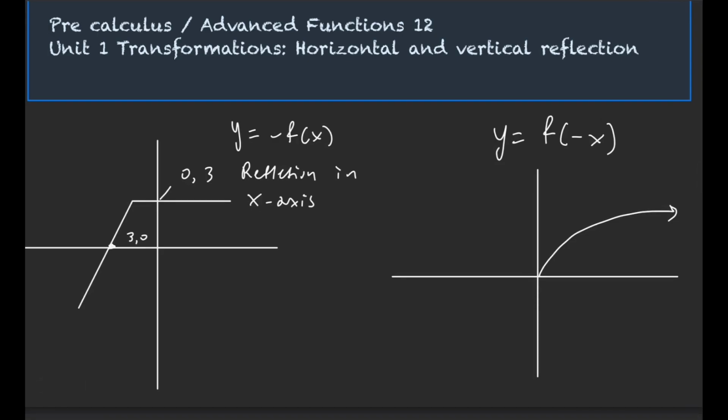Okay, now let's talk about horizontal and vertical reflection. So basically, what this means is reflecting the graph across the x and the y axes. So when there's a reflection in the x-axis, like this, what that would mean would be y is equal to negative f of x, or it's just like some function.